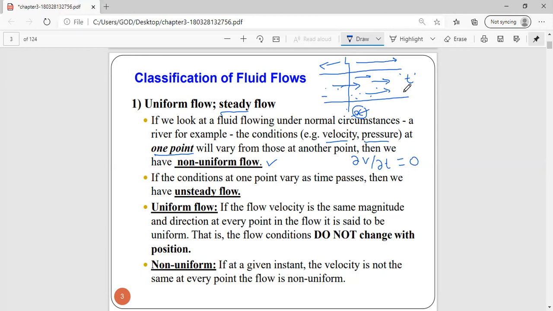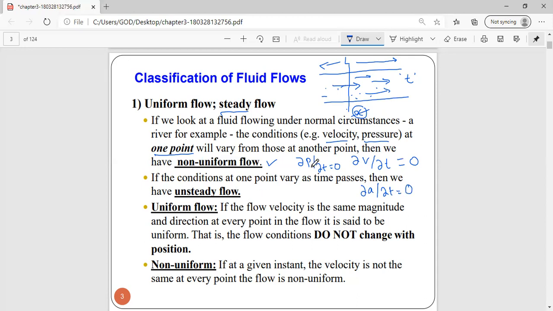That means I considered that flow for 1 hour. I checked it for 1 hour, but there is no change in the velocity inside the flow. There is no change in the pressure. There is no change in the acceleration. That means the change of velocity with reference to time is equal to 0. Similarly, the change of pressure with reference to time is equal to 0. The change of acceleration with reference to time is equal to 0. Then we call that flow steady flow.